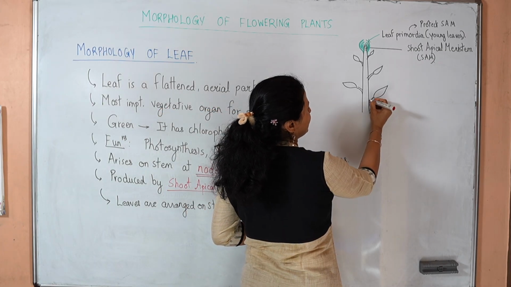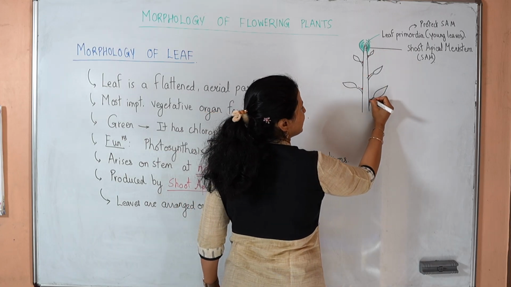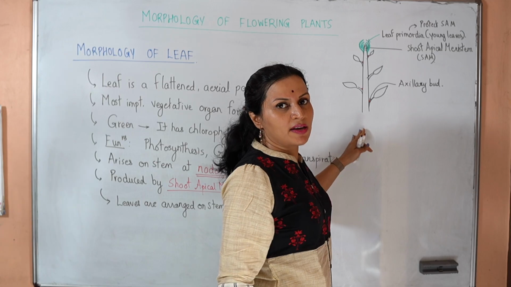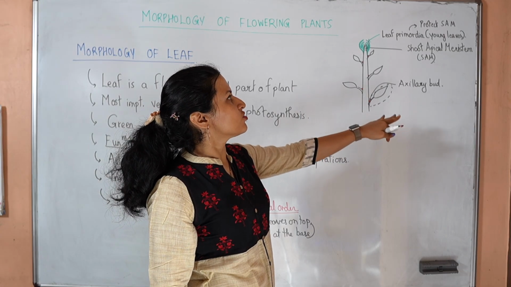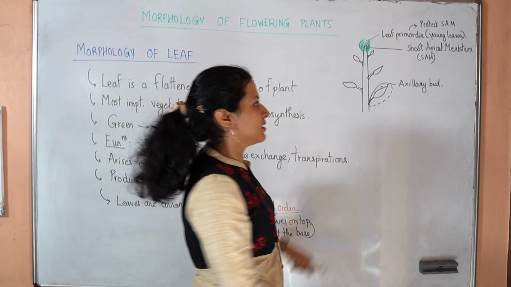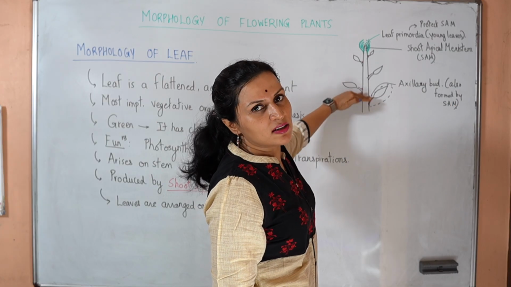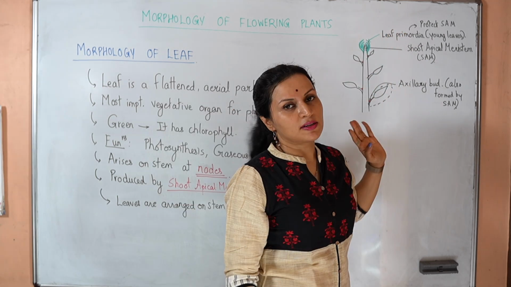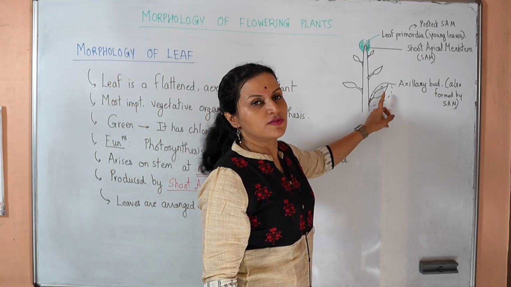Each leaf in its axil will bear a bud which is called the axillary bud. But the axillary bud is a part of the stem, and we have learnt this in the morphology of stem. The axillary bud is also formed by the shoot apical meristem. In fact, all these aerial parts of the plant are formed by the shoot apical meristem, including the axillary bud. Right now we are looking exclusively at the morphology of the leaf.